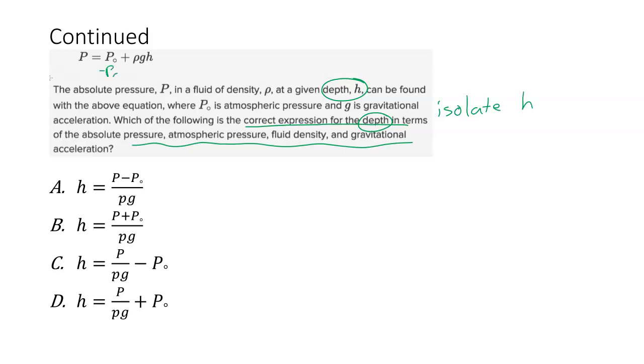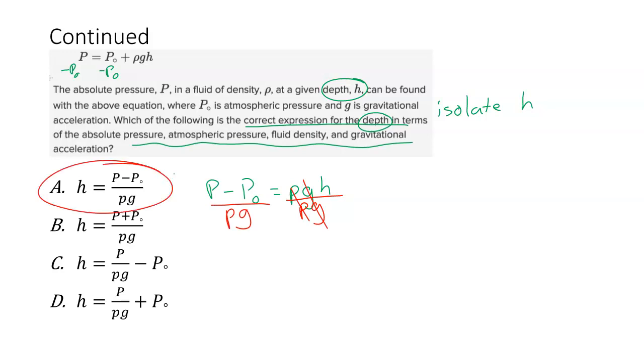First thing we're going to do is get rid of this big P with the subscript. And so we end up with P minus P sub 0 equals rho g h. And then in order to get rho and g away from h, since they're being multiplied, we're going to divide by rho and g. And that leaves us with answer option A, P minus P sub 0 over rho times g.